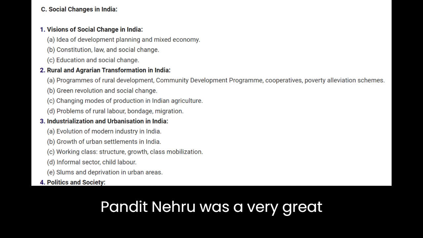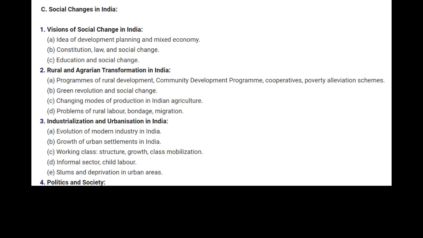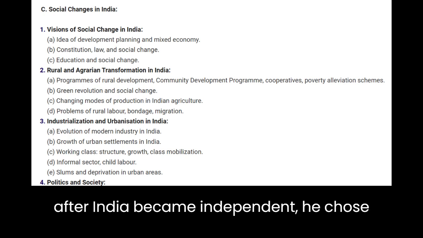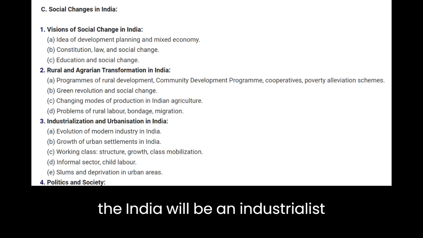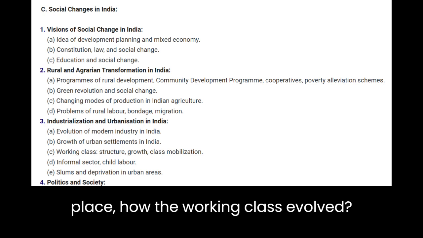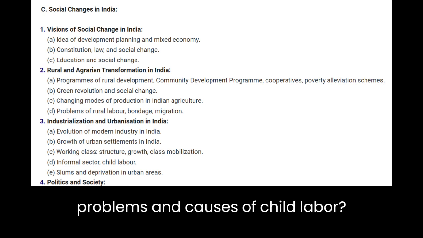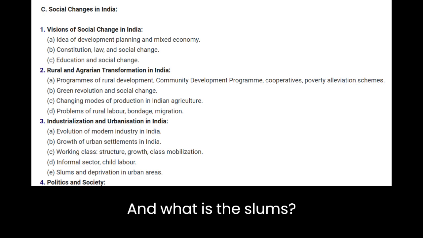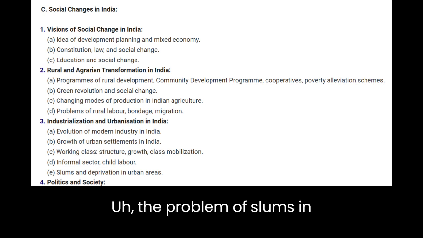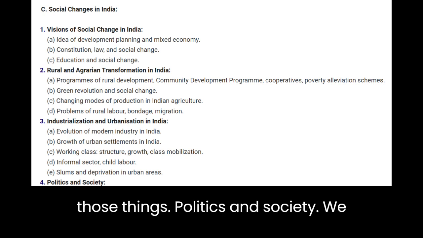We'll see that Pandit Nehru was a very great advocate of industry, the big industries. After he became the Prime Minister, after India became independent, he chose that India will be an industrialist society. So we will see how the evolution of modern industry took place, how the growth of urban settlement took place, how the working class evolved, what the informal sector is, what the problems and causes of child labor are, and what slums are, the problem of slums in the urban space. We will see those things.